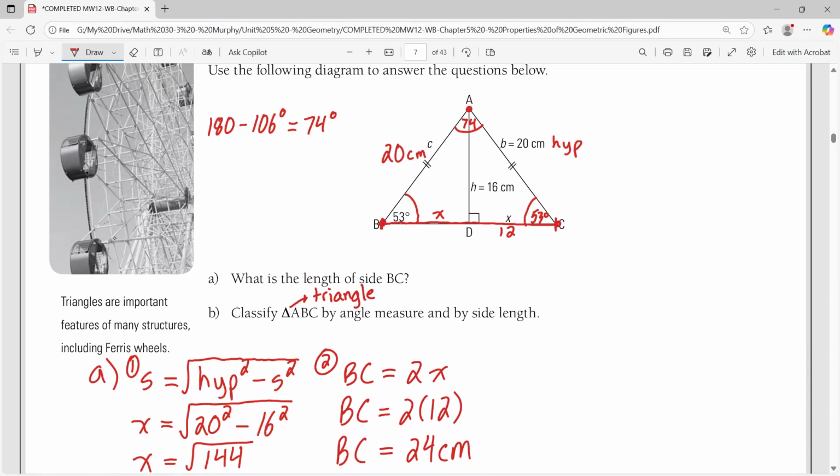Okay, so B, we have two sides that are the same. So that is by angle, or sorry, that's for side length. By angle measure, 74, 53, 53. So they're all less than 90. So it's an acute. And then by side length, we have two sides that are equal. So we have an isosceles.